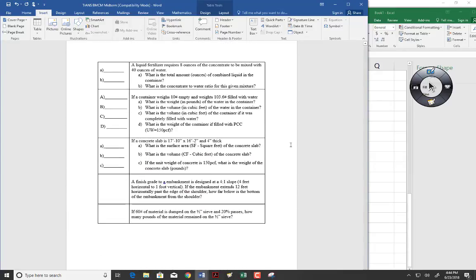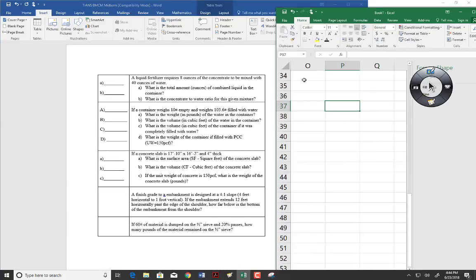Liquid fertilizer. If we have 8 ounces and 40 ounces, what's the total number of ounces? 48. 40 plus 8. And what is the concentrate? So we have 8 to 40, which if I divide this by 8, and I divide this by 8, I get 1 to 5. So I have 1 to 5 concentrate. If I would have asked you water to fertilizer concentrate, that would have been 5 to 1. If I asked you fertilizer to water concentrate, that ratio is 1 to 5.